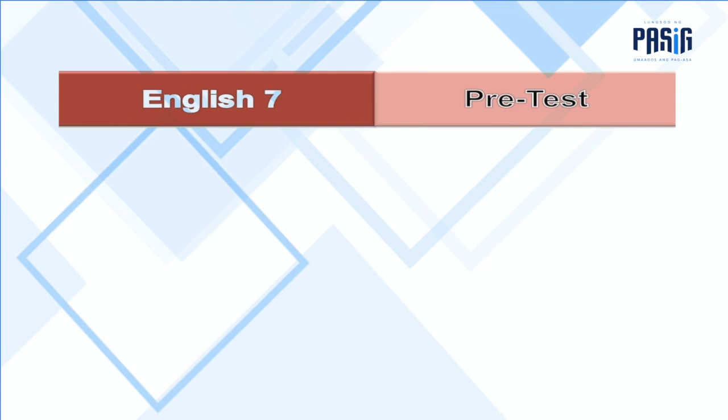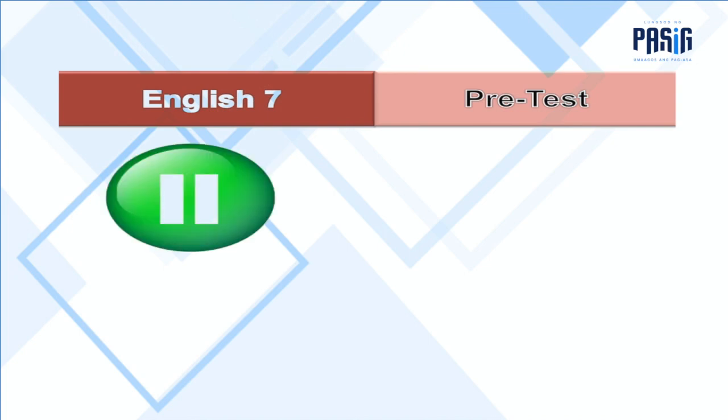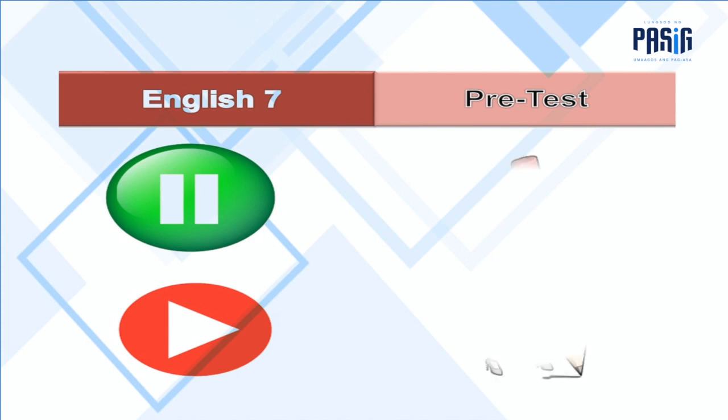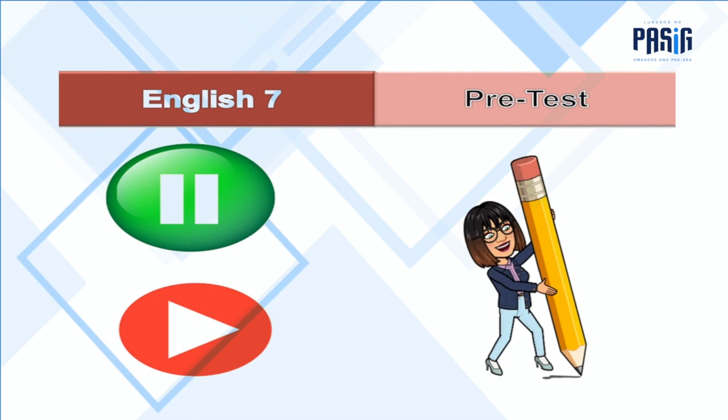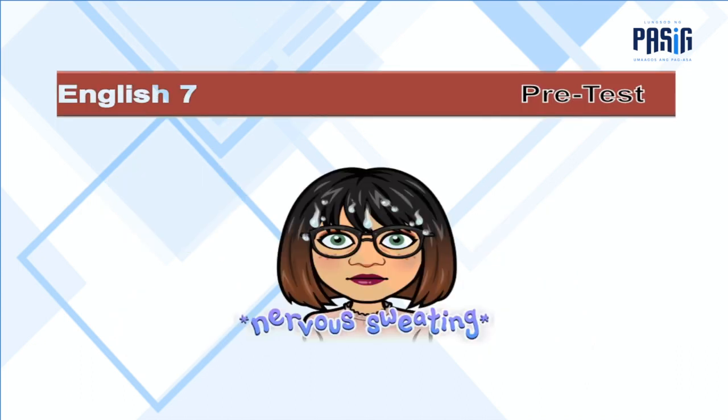For a start, do the following exercise. You can pause this video if you need more time. Press play again when you're finished with the activity and when you're ready to proceed with the lesson. Oops! Before you pause and play, don't forget to get a paper and a pen. Are you ready? You may answer the pre-test now.